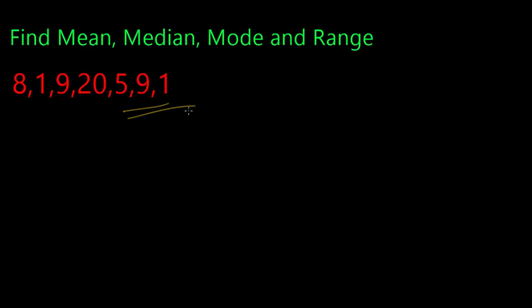Here is another data set. This is for your exercise. So please pause the video and try to find out mean, median, mode and range. Okay, so what is the first step? We need to write it in ascending order. So I'm going to write it like 1, 1, 5, 8, 9, and again 9 and 20. So I got 7 records.